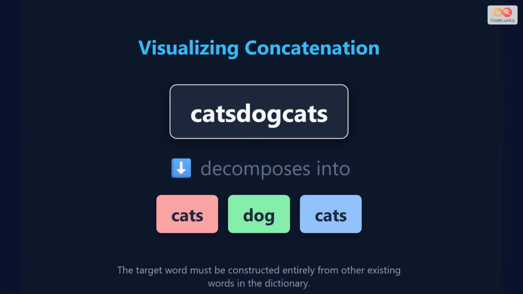Let's visualize this. The word catsdogcats is our target. We can break it down into three smaller components: cats, dog, and cats. All three of these smaller components exist independently in our input list. This is what makes the target word a valid concatenated word.